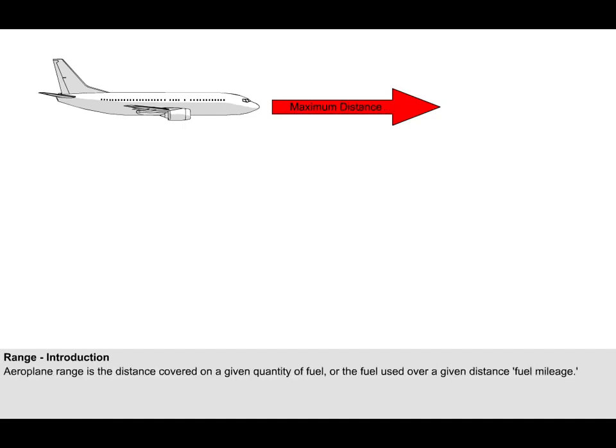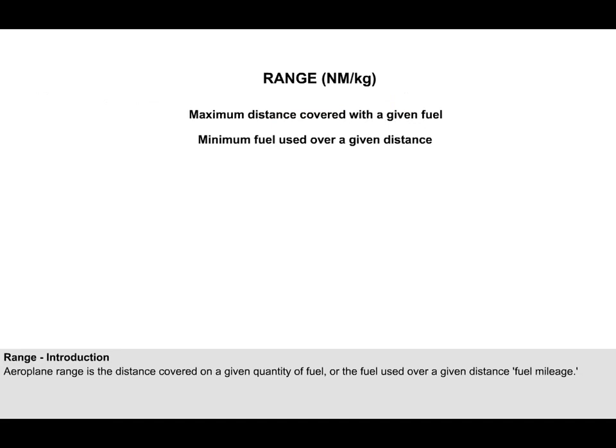Range is a more useful performance parameter than endurance, and one that aircraft designers continually try to improve. Whereas endurance is about airborne time, range is more concerned with distance covered, and it is, therefore, sometimes referred to as fuel mileage. Maximum range can be defined as being the maximum distance an aeroplane can fly for a given fuel quantity consumed, or to put it another way, the minimum fuel used by an aeroplane over a given distance. This latter expression of range is more commonly used for commercial operations.